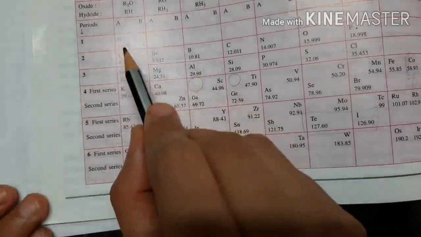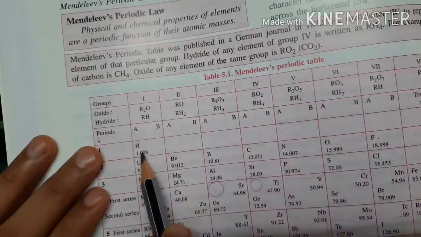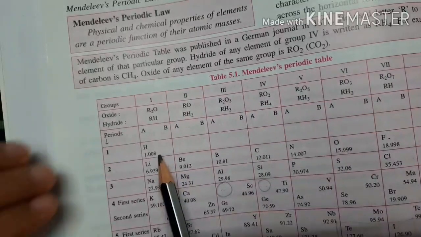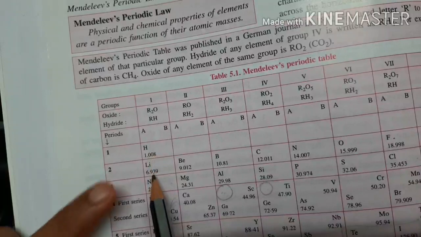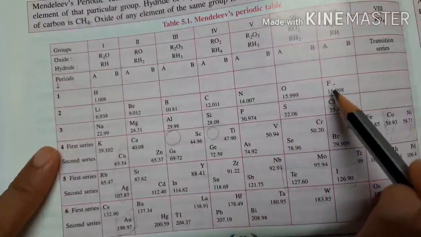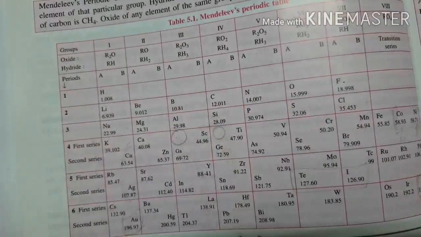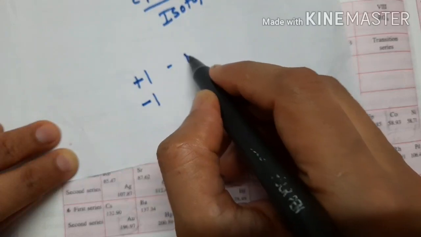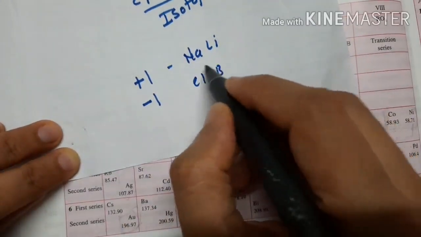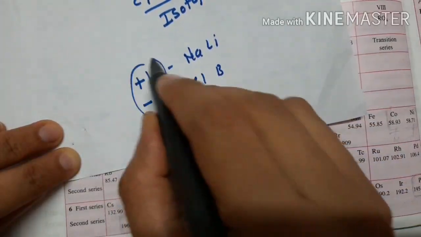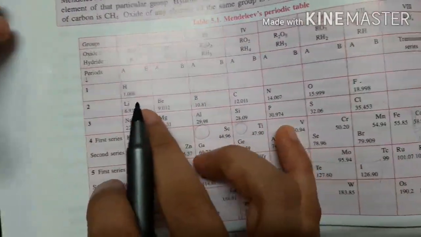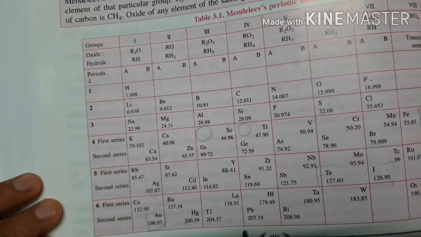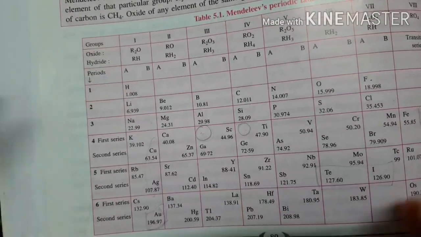Then the next one, the position of hydrogen. The position of hydrogen is still a controversy even after the modern periodic table. The hydrogen position is not fixed. Why? Because some characteristics match with this first group and some characteristics match with this group, fluorine and chlorine. One example I can give you: hydrogen has a plus one valency and also a minus one valency. The plus valency, sodium and lithium all have, and chlorine and bromine all have a minus one valency. So hydrogen has both characteristics. So why he kept hydrogen in the first group, that position is also not fixed. Other things are also given in your textbook that you can read.